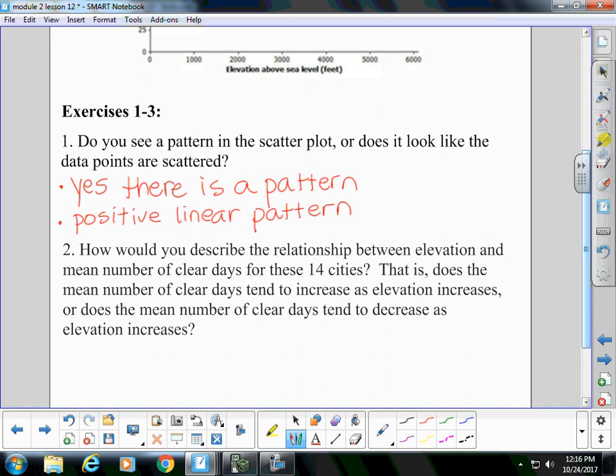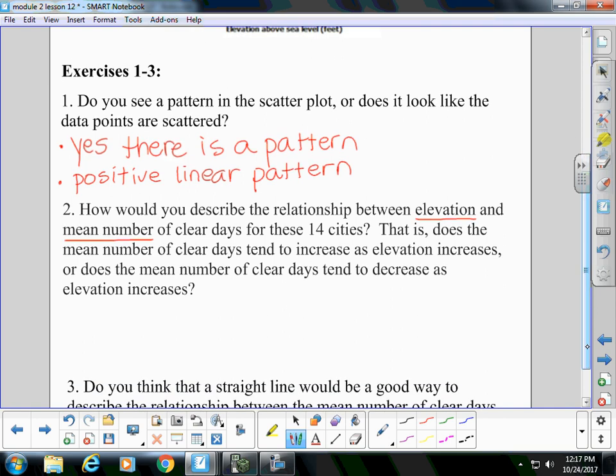Okay, so the next question says, how would I describe the relationship between the elevation and the mean number of clear days? So we're looking specifically at elevation and mean number of clear days. That is, does the mean number of clear days tend to increase as elevation increases, or does the mean number of clear days tend to decrease? So I'm going to go with, since it's a positive pattern, that they're both increasing. So as the elevation increases, the mean number of clear days increases.